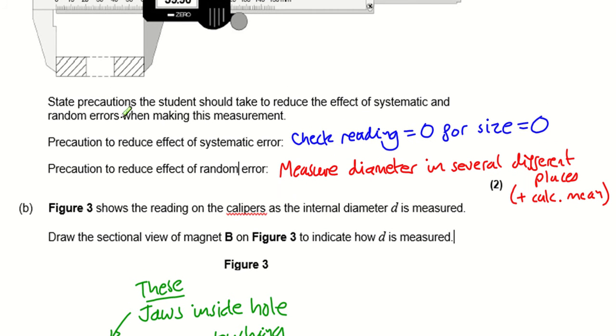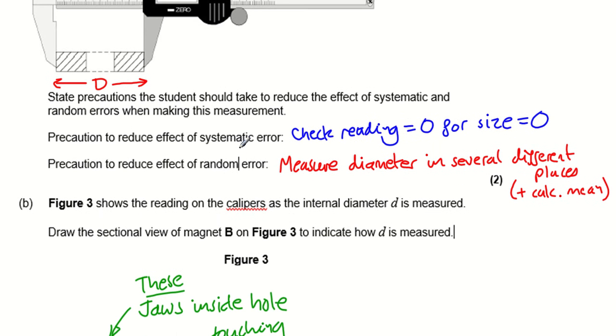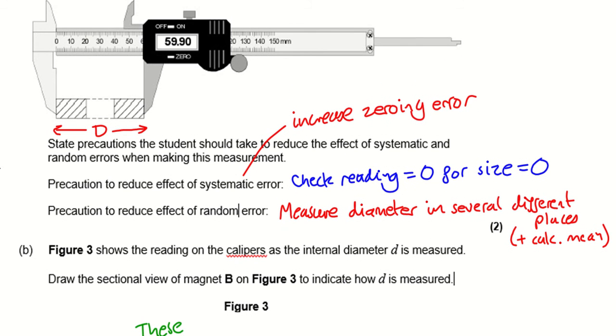Reduce the effect of systematic and random errors when you're measuring the outside diameter, which is big D, the outside diameter of the magnet. There it is in cross section. Systematic errors include zero error, or zeroing error, because that's an example of a systematic error. So you check that it reads 0 when the size is 0, so when the jaws are touching in the middle it should read 0. The digital ones are great, they've got a button that you press that says 0 on it, so you can even start off at a different length.